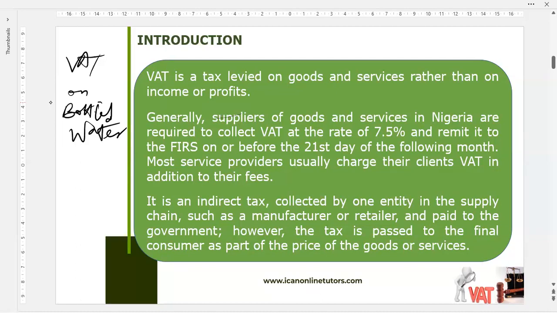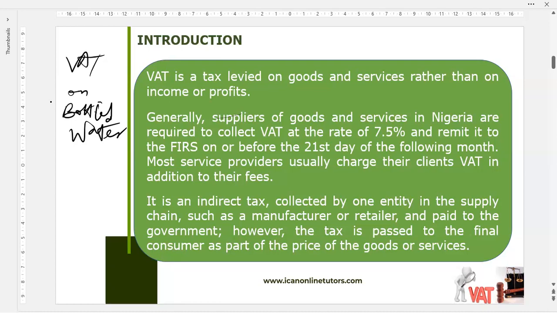So jokingly, I said, why is FIRS requesting them to pay what? To pay value added tax? Because they have added value. Because if you ask someone to tell you what VAT is, he or she may say value added tax is the tax that you pay when you add value.